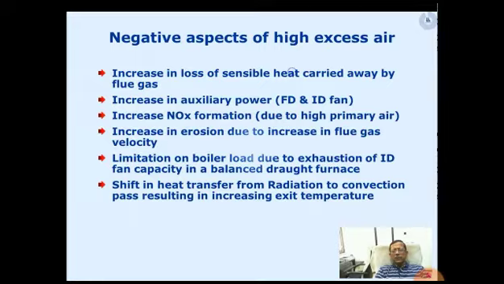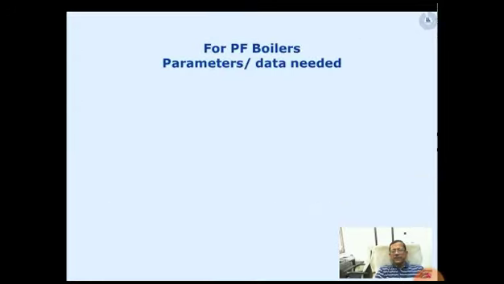So let us now take a look at the combustion optimization steps in case of a pulverized fuel fired boiler first. In fact, we will discuss the optimization steps with reference to a pulverized fuel fired boiler, because simply it gives us more points to write with, right?